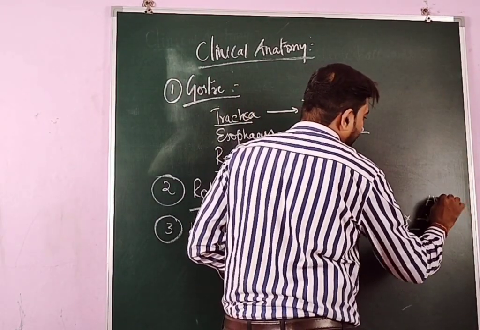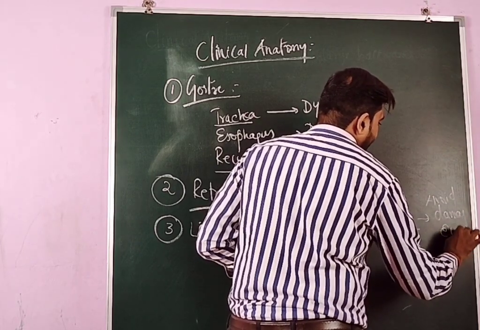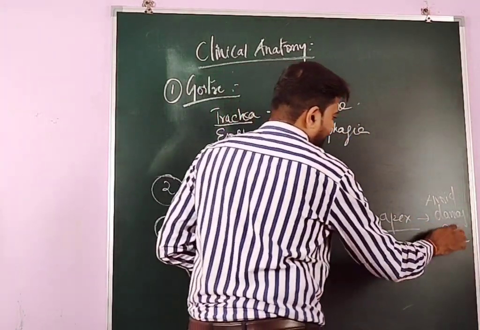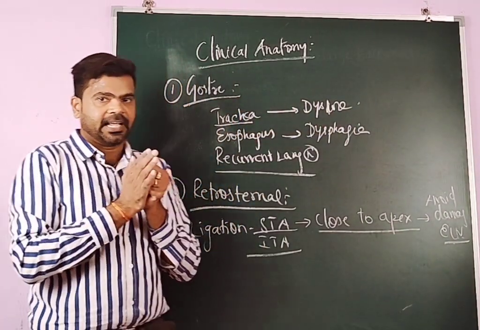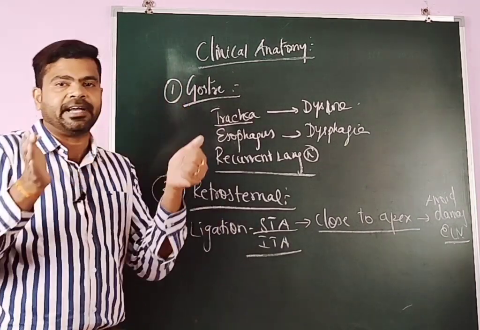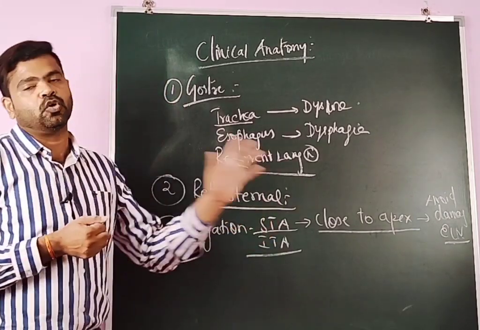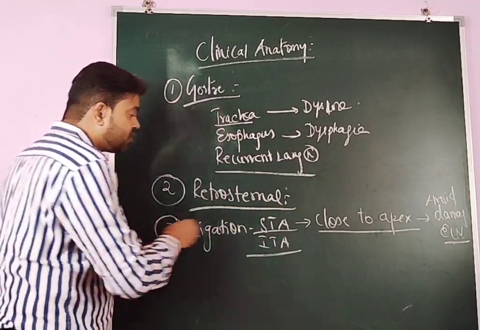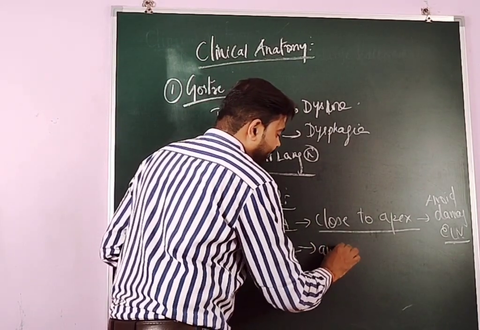To avoid damage to the external laryngeal nerve, because this superior thyroid artery is usually accompanied by the external laryngeal nerve. Once it reaches the apex position, what happens? These two structures diverge. So the ligation of the superior thyroid artery should be done close to the apex. Whereas the ligation of the inferior thyroid artery should be done away from the gland.